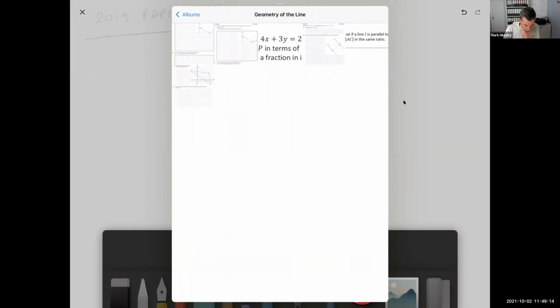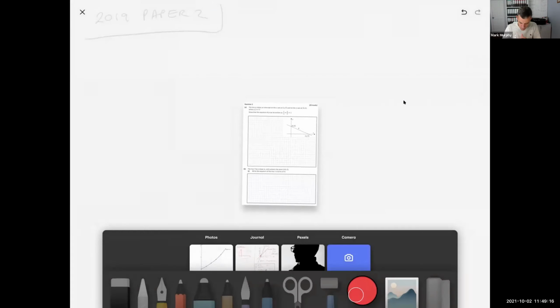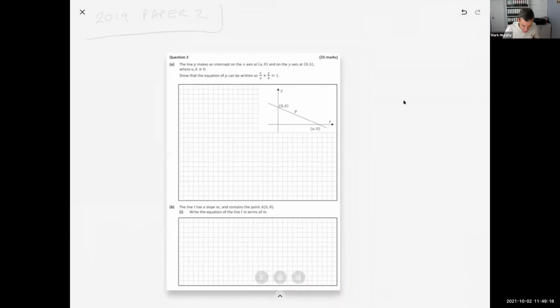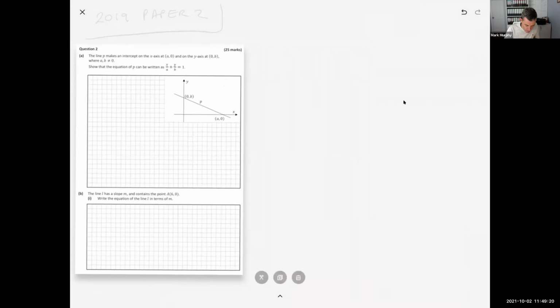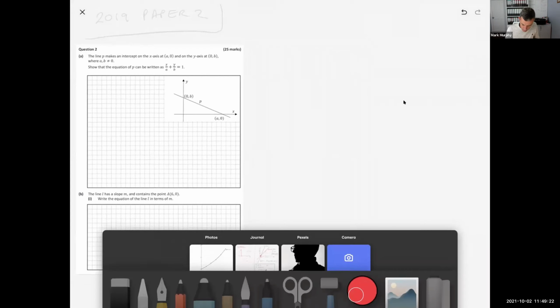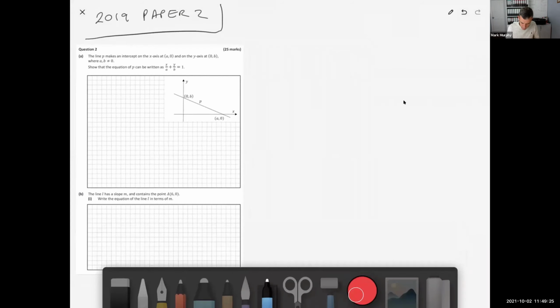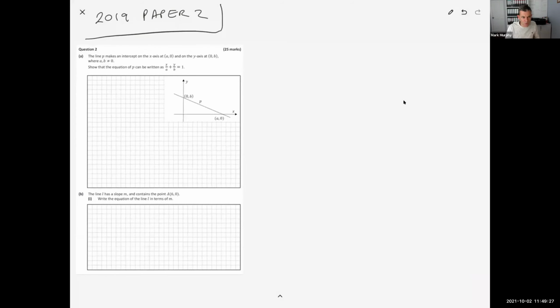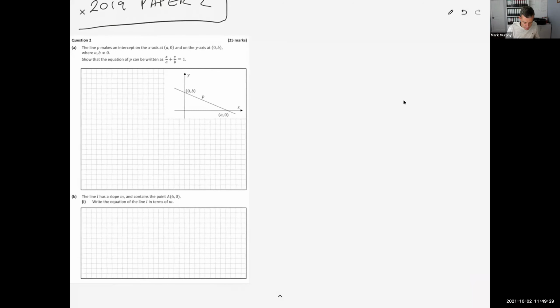This might work. Okay, put that over there. Okay, let's try this. Okay, so I presume you can all read that. Yeah, it's big enough.